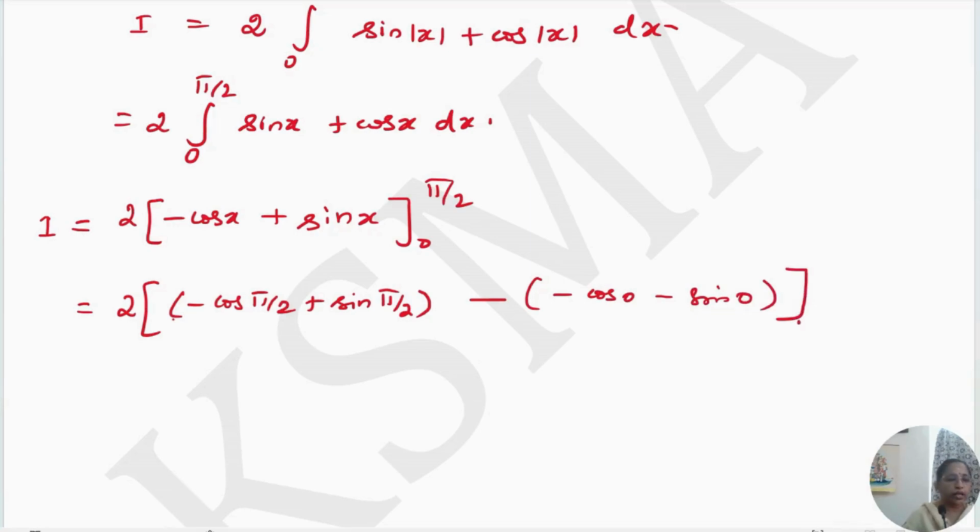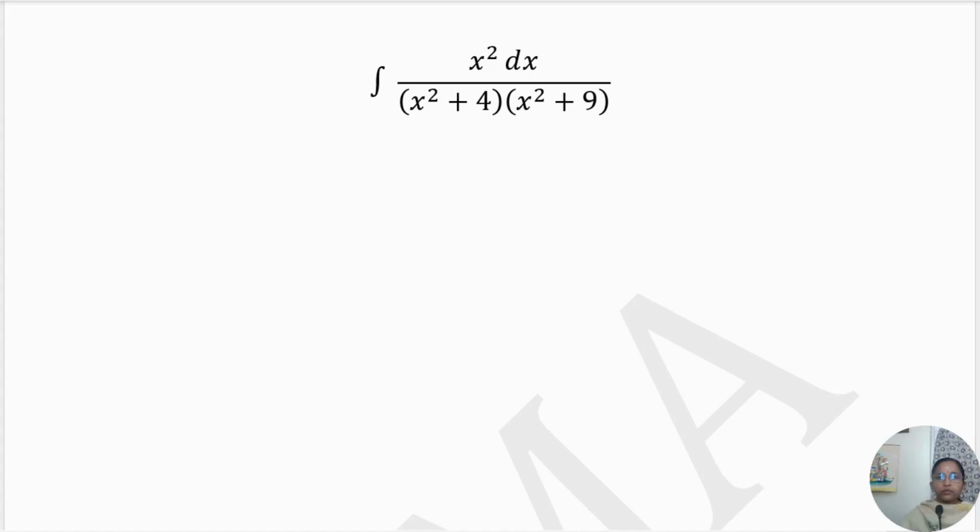So this is our data. So now this minus of minus, here it is plus. So sin 0. So now this is 2 into, here it is 1. This is again 1. So 2 plus 2, 2 into 2.